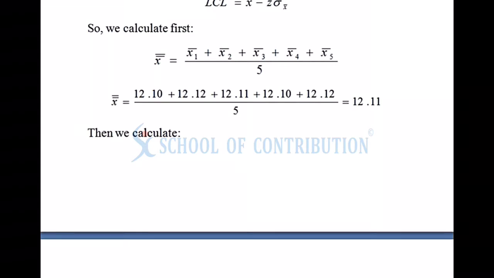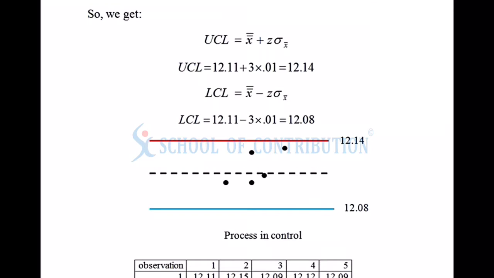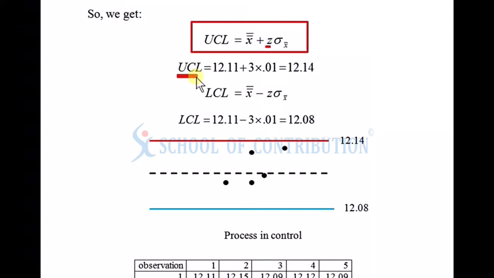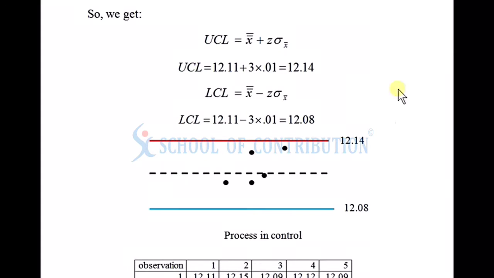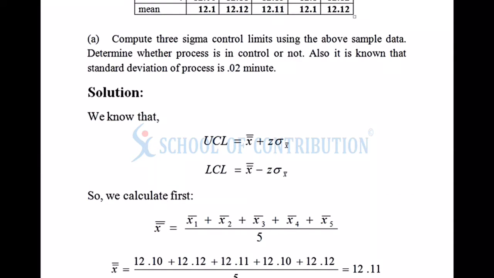Now we calculate the upper control limit and lower control limit for the mean chart. The upper control limit formula is x double bar plus z times sigma x bar. We know the mean of sample means is equal to 12.11, and the standard deviation of the sample mean is equal to 0.01 from the above. Now where does 3 come from? আমরা জানি, আমরা একটু উপরে গিয়ে খেয়াল করি আমাদের এখানে কি control limit calculate করতে হবে. We have to calculate the 3 sigma control limits. 3 sigma means the value of z equal to 3.